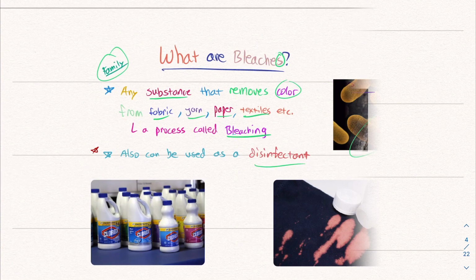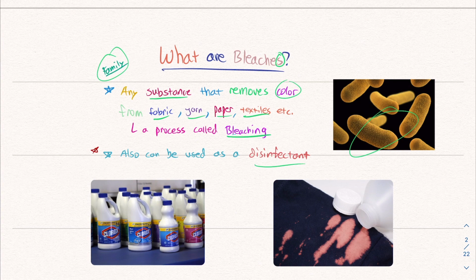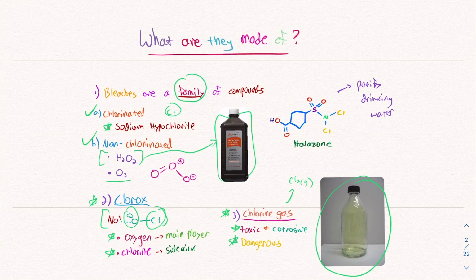learned today. So we learned that bleaches were a family of molecules that not only remove color in a process called bleaching, but they also can be used as disinfectants. We learned that the domestic uses for bleach can be chlorinated or non-chlorinated. We learned that Clorox has a compound called sodium hypochlorite that does the job we wanted to do. One thing I didn't mention is that halazone right here is a chlorine releasing compound like Clorox that's used to purify drinking water. Forgot to mention that as we went on.